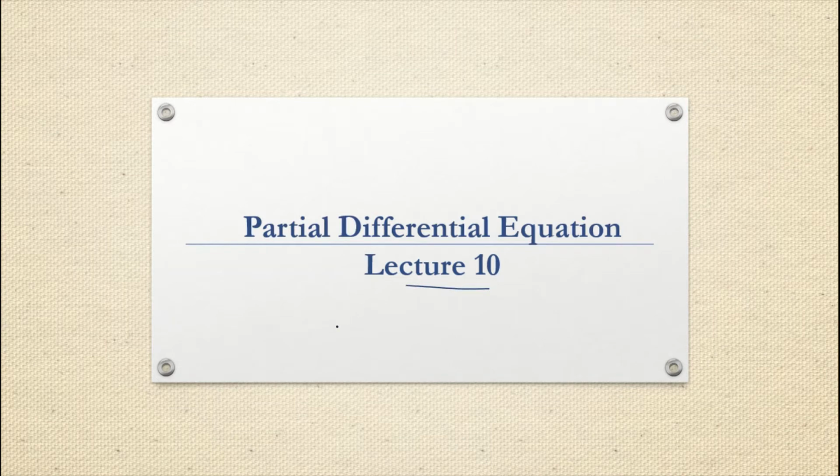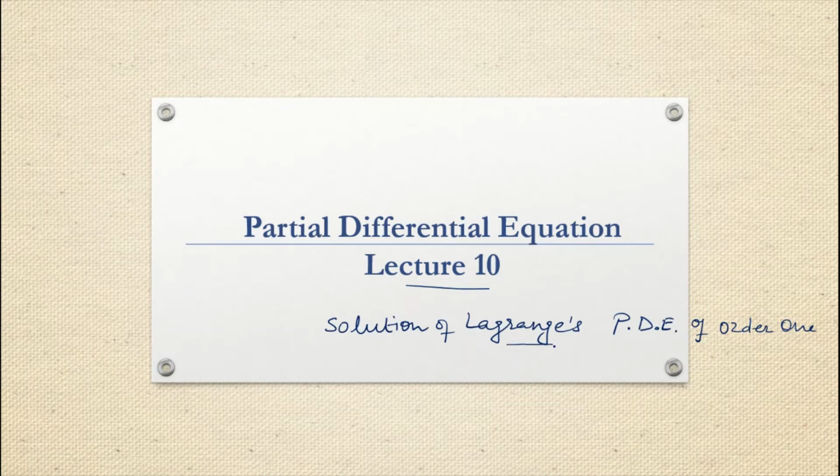So in today's class we are going to see the solution of Lagrange's partial differential equation of order 1. By now we are 100% sure which type of equation is called a partial differential equation, correct? We know what an order 1 partial differential equation is. In today's class, we are going to learn which partial differential equation is called Lagrange's partial differential equation and how to find the solution of it.